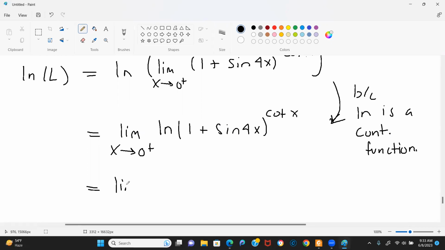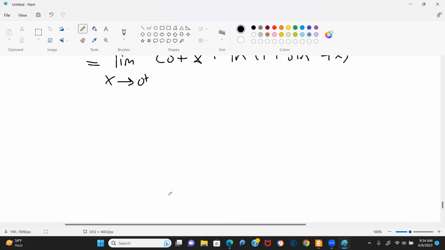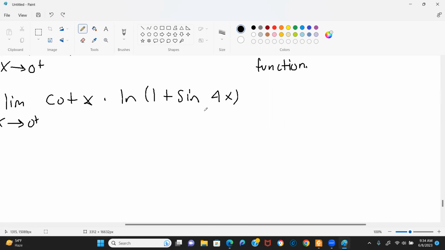And now I can use the fact that this is a power and write it as a coefficient. This is one of the logarithm rules. So it's going to be cotangent of x times ln of 1 plus sine 4x. And then at this point, we have to ask ourselves, what kind of indeterminate form do I get? When x goes to 0, this is going to be 0 times infinity.